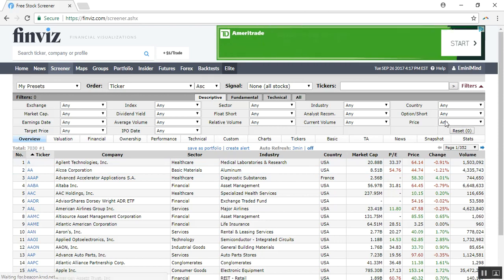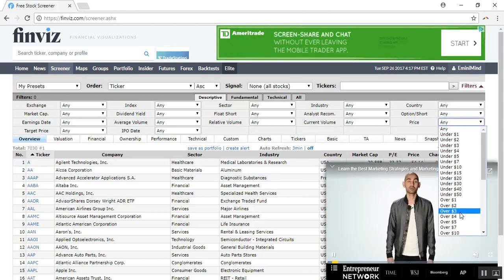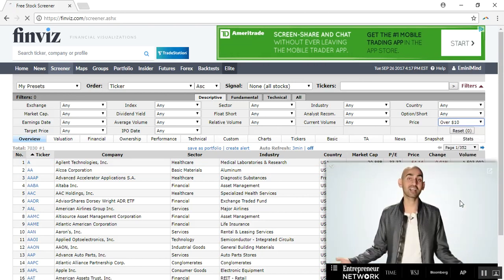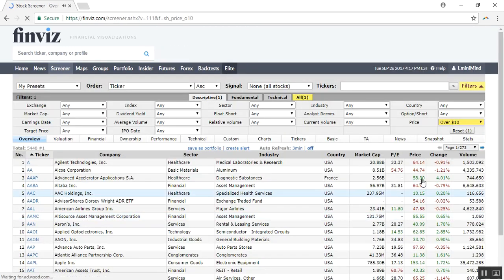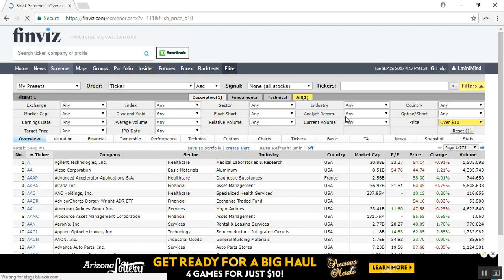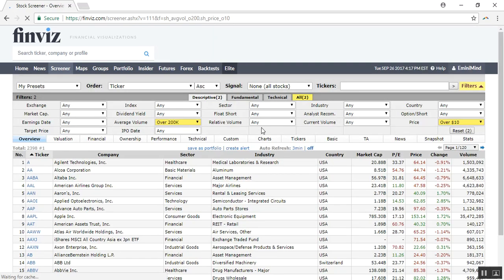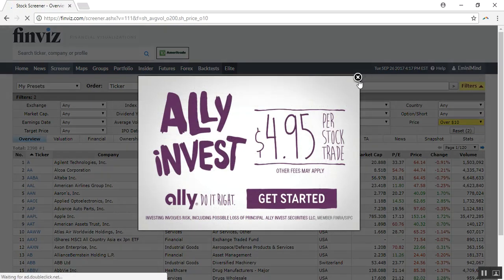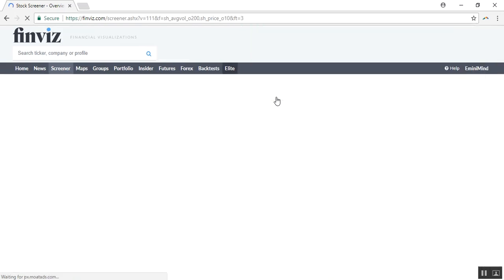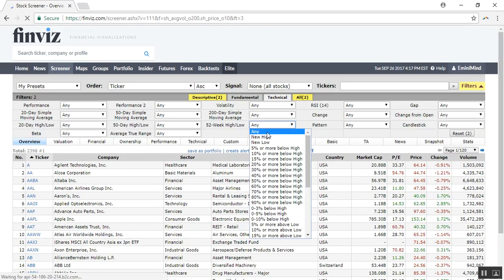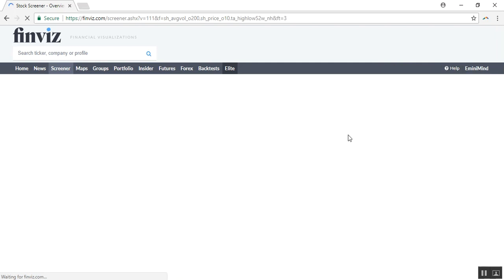So I do stocks that are over $10. I don't like to trade small penny stocks. And then I use an average volume that's over 200,000 shares. Then the last thing that you'll need to do is go over to the technical tab, and I just do a scan for stocks that made new highs.